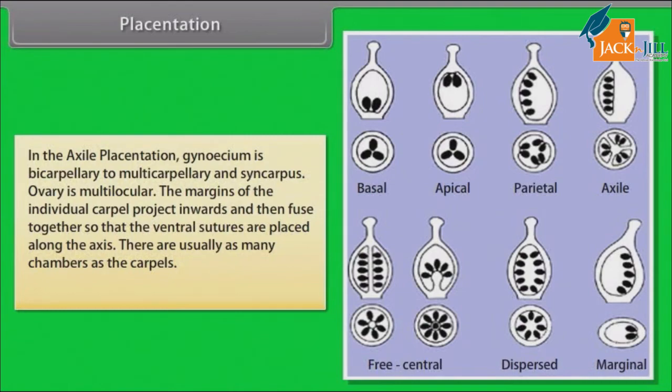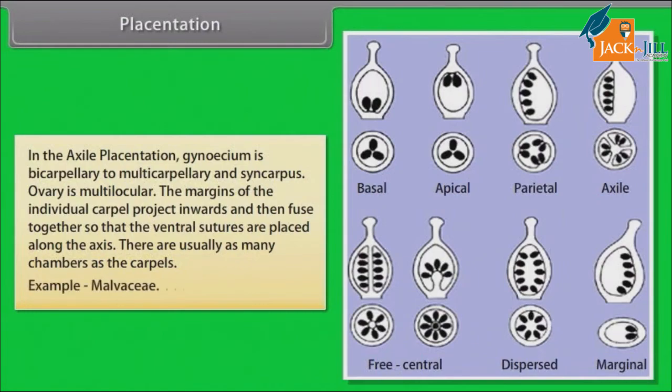In the axile placentation, gynoecium is bicarpellary to multicarpellary and syncarpous. Ovary is multilocular. The margins of the individual carpel project inwards and then fuse together so that the ventral sutures are placed along the axis. There are usually as many chambers as the carpels.